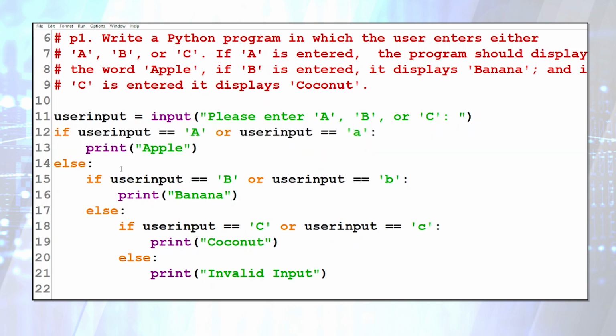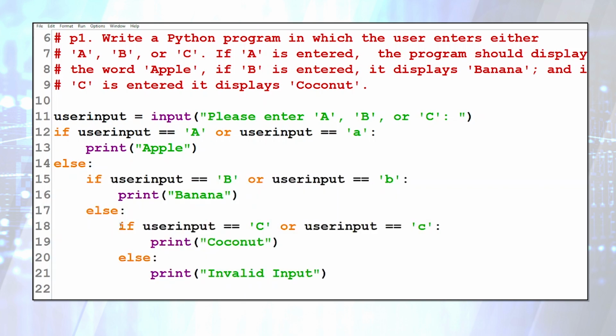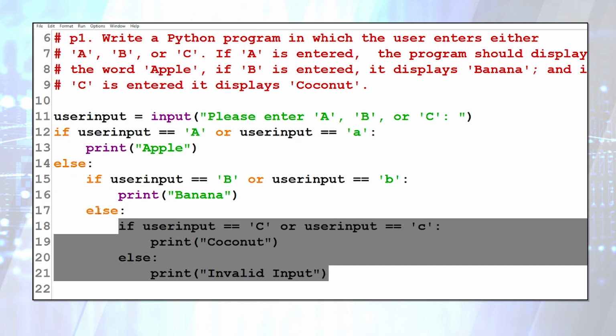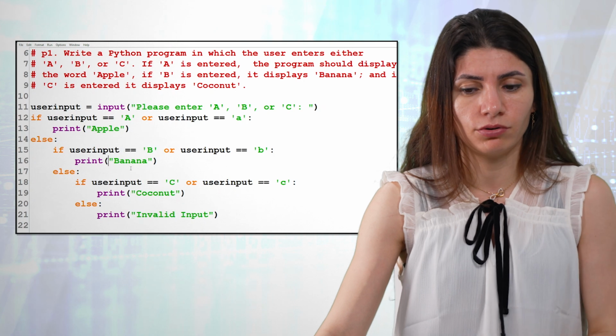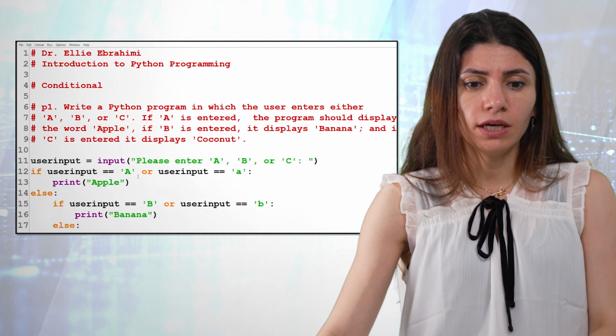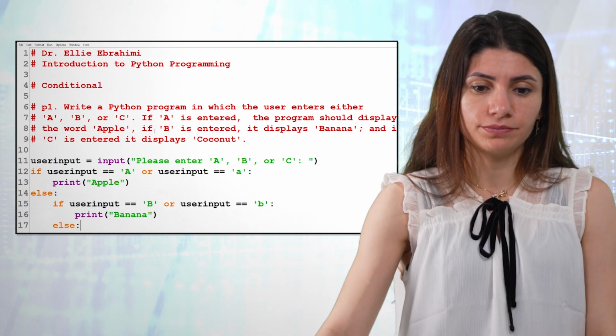This is the first one. This is second, so you're nesting another if-else inside the first one, and then you're nesting another if-else inside the inner else. So you can go as many times as you want depending on the question. In the next video, we are going to do another example on conditionals.